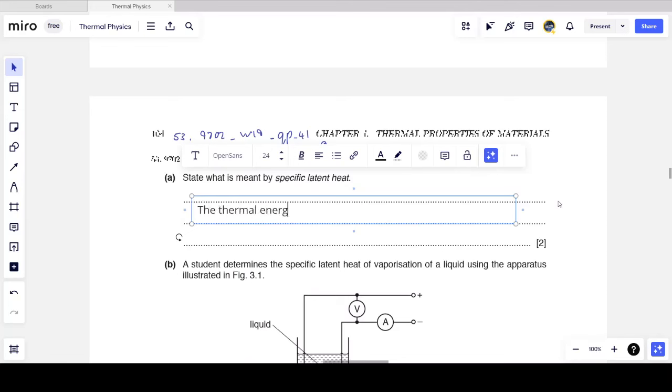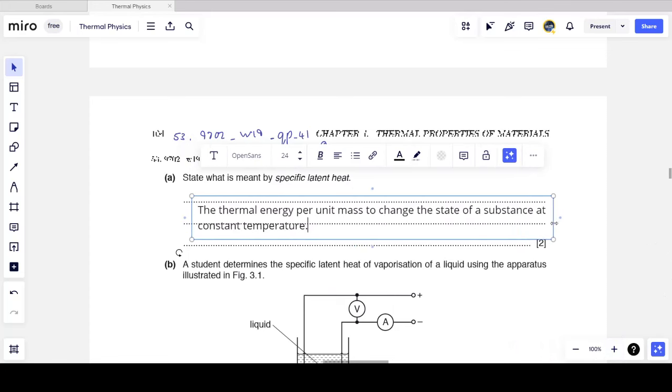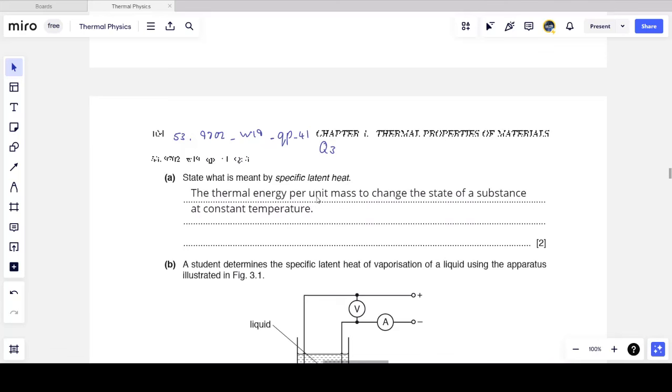It is the thermal energy. Don't forget the per unit mass because of the word specific. It's the thermal energy per unit mass that's required to change the state of a substance. We're not done there, this is not the definition yet. We have to include that the temperature must remain constant. So at constant temperature, it's the amount of energy that I need to take a unit mass, 1 kilogram of mass, and change its state from solid to liquid, liquid to gas, gas to liquid, liquid to solid, without changing its temperature. So it specifically is an amount of thermal energy.